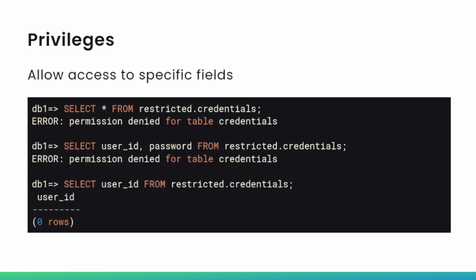So now, check this out. If I'm connected with the user app and I try to select star from credentials, I get permission denied. If I explicitly try to fetch a column that I don't have permissions on, in the second case, user ID and password, I get permission denied. Only if I fetch only the specific columns that I'm allowed to fetch, I can see results. So this is extremely useful if you have tables that contain, for example, PII. If you need to comply with GDPR, for example, you can actually expose tables to analysts, data scientists and so on, but you can grant permissions just on the fields that they need to see.